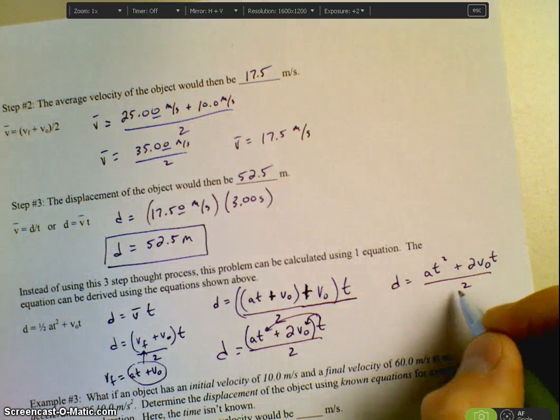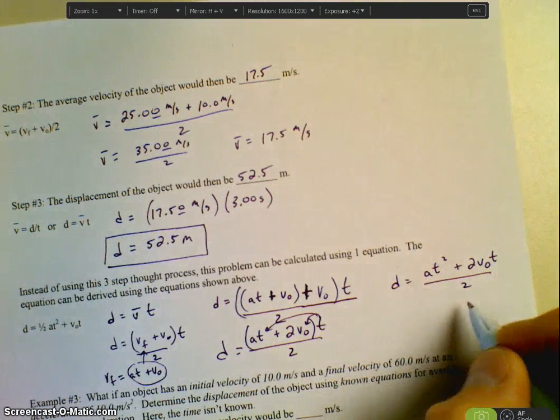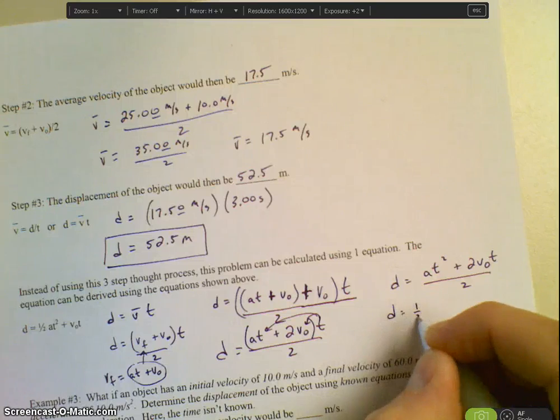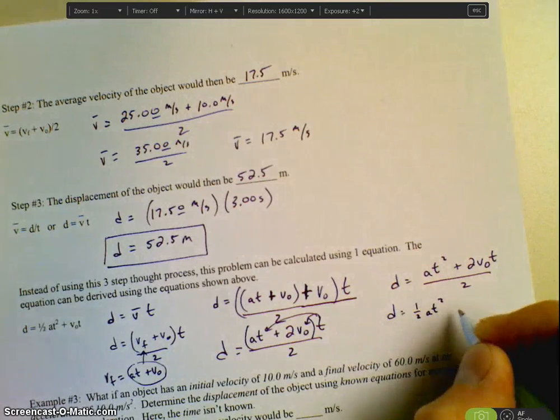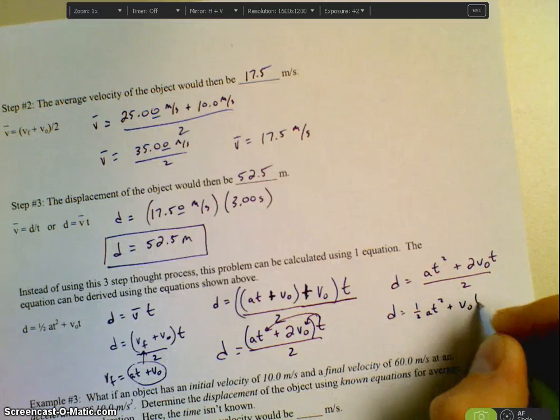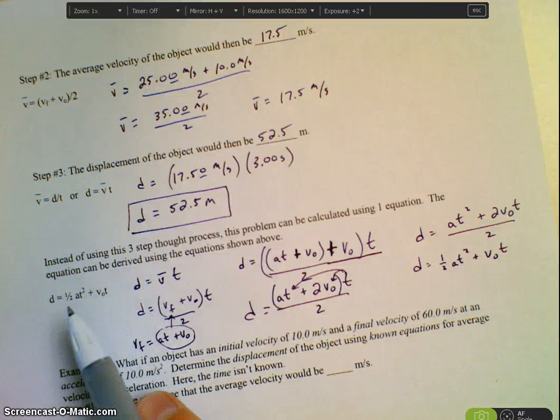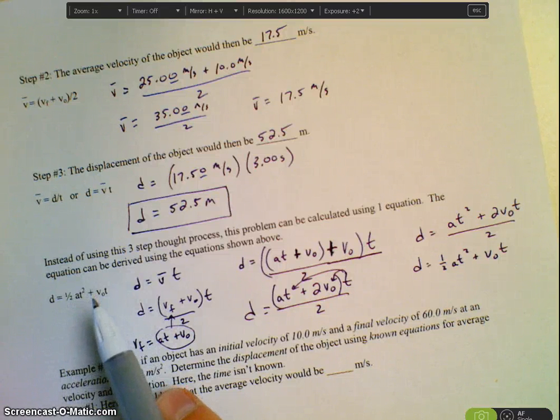And now I'm going to make these individual fractions. So this is like a 1 here, so 1 divided by 2 would be 1/2 AT squared. And then 2 divided by 2, they cancel, so I get a V naught T. If you notice, that is the equation that I have here. D is 1/2 AT squared plus V naught T.